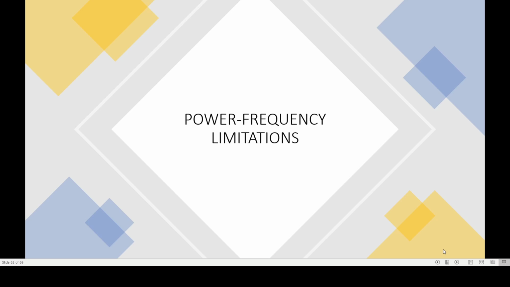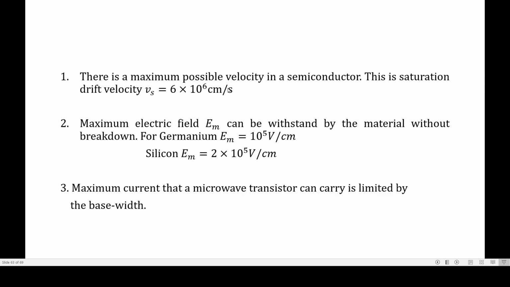Okay, today we will discuss power frequency limitations in microwave bipolar junction transistor. As we know, the main requirement for microwave BJTs is frequency of operation. This device is mainly meant for working at very high frequency, but there are certain limitations in increasing this frequency of operation, and these limitations can be explained in terms of certain parameters.